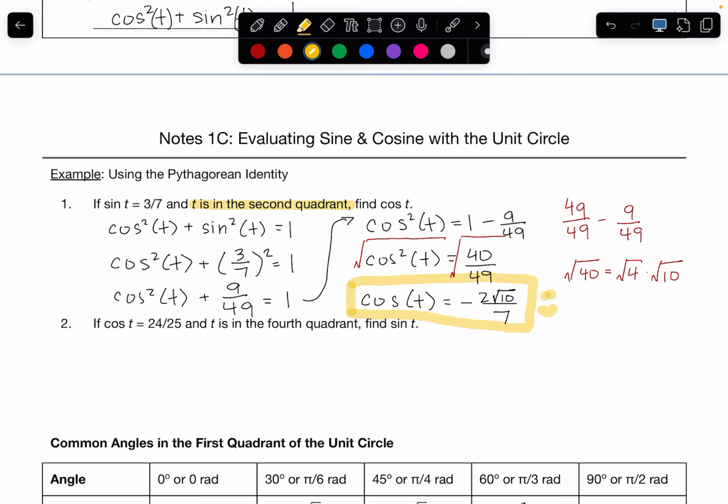All right. I want you guys to try the same idea for example 2, and then I'm going to call on some people to walk me through it. I'm going to give you about 2 minutes to get started on example 2.